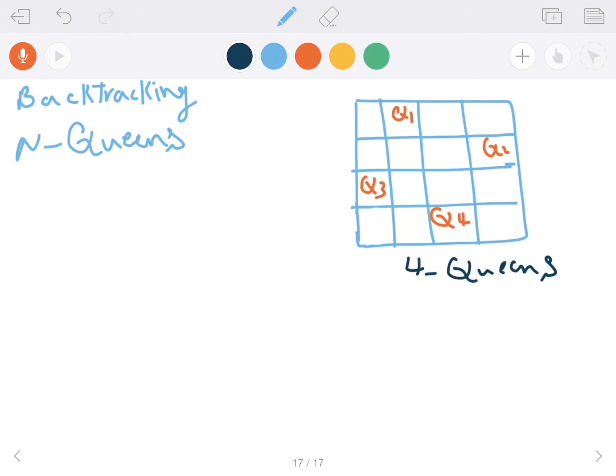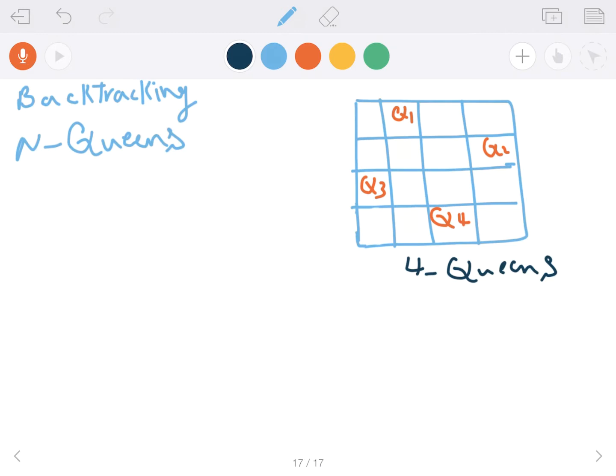Here, as you see, Q1, Q2, Q3, and Q4 are all positioned in places where none of them are attacking each other. So that's a solution for this problem. And we're going to see how we can solve this problem using backtracking.